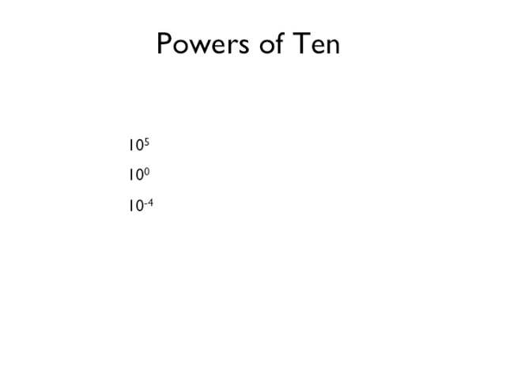Let's summarize. Positive powers mean big numbers, a power of 0 means 1, and negative powers mean small numbers.